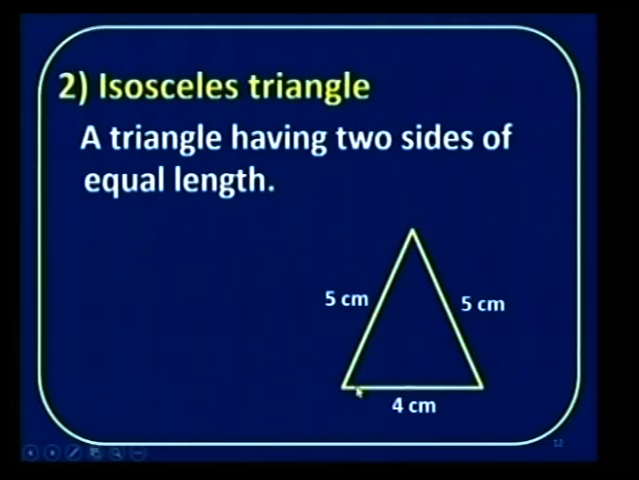So can we call this an isosceles triangle? Yes. Why? Because 2 sides are equal. See children here, 5 centimeters, 5 centimeters. This is 4 centimeters. So out of 3 sides, 2 sides are equal. So we can call it an isosceles triangle.